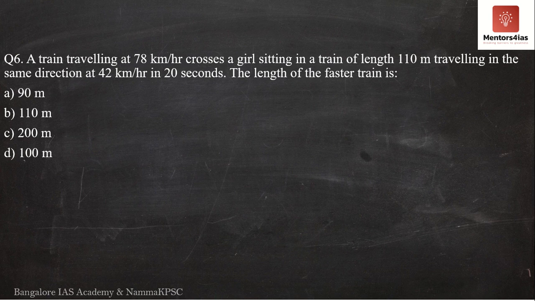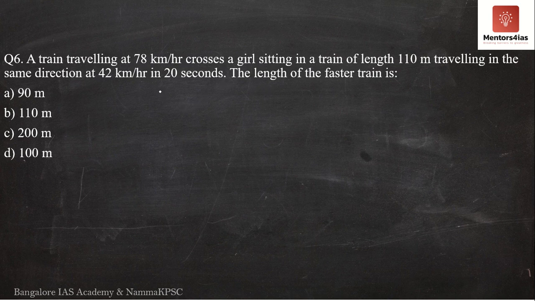Question number 6 says, a train traveling at 78 kilometers per hour crosses a girl sitting in a train of length 110 meters traveling in the same direction, that is 42 kilometers per hour, in 20 seconds. What is the length of the faster train?